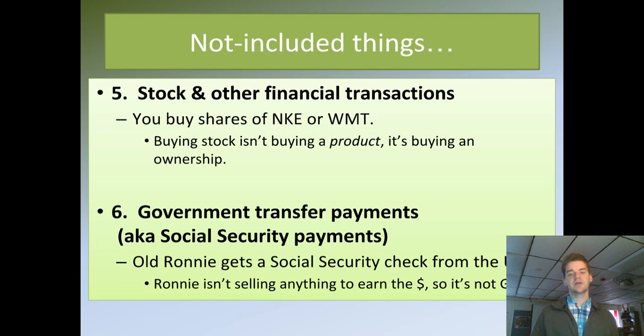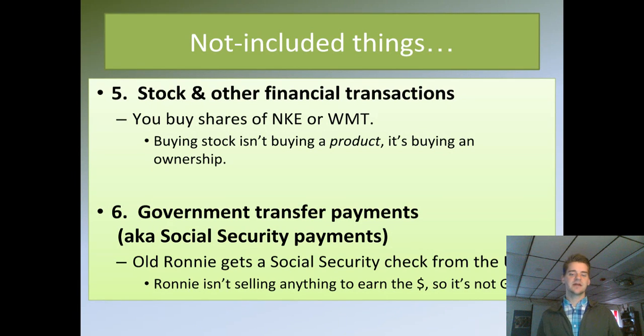We also don't keep track of stock transactions. If someone is buying or selling stock, which remember is ownership in a corporation, that can be very expensive and very valuable, but they're not actually purchasing a product. Nobody had to actually have a business and produce a tangible thing. So because of that, GDP is not designed to measure that kind of thing, and so we don't count it.